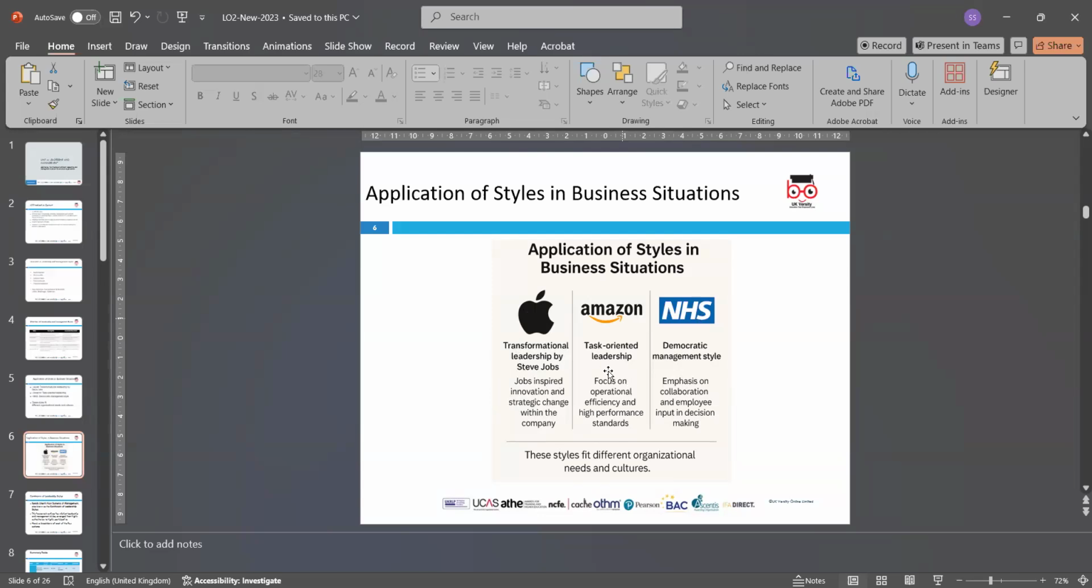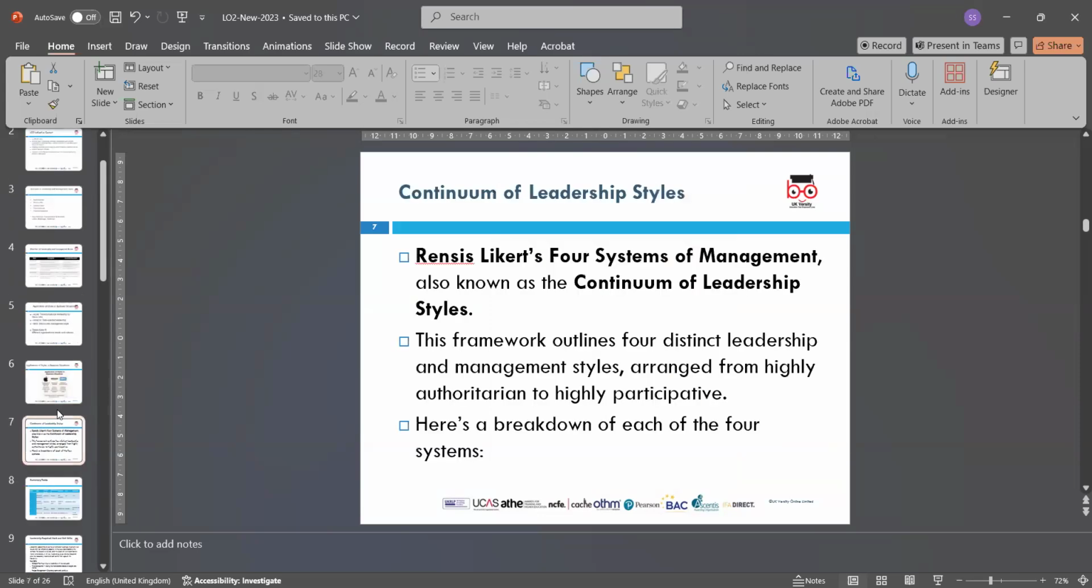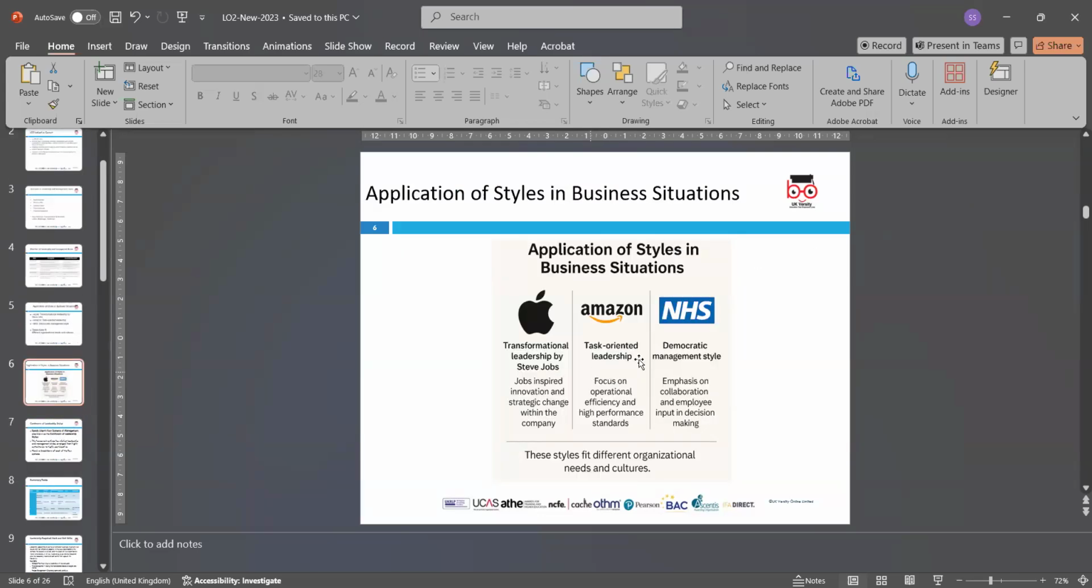So Amazon is task oriented, so they just focus on operational efficiency. Tasks are completed in time. So in that case, you are just focusing on the tasks and performance standards. You just want to meet the performance standard, timely delivery, the correct product is delivered to the right person. So they are just focusing on task completion and the processes, organizational operational efficiency, speed and cost cutting down. So task-oriented leadership style is more suitable for this organization.